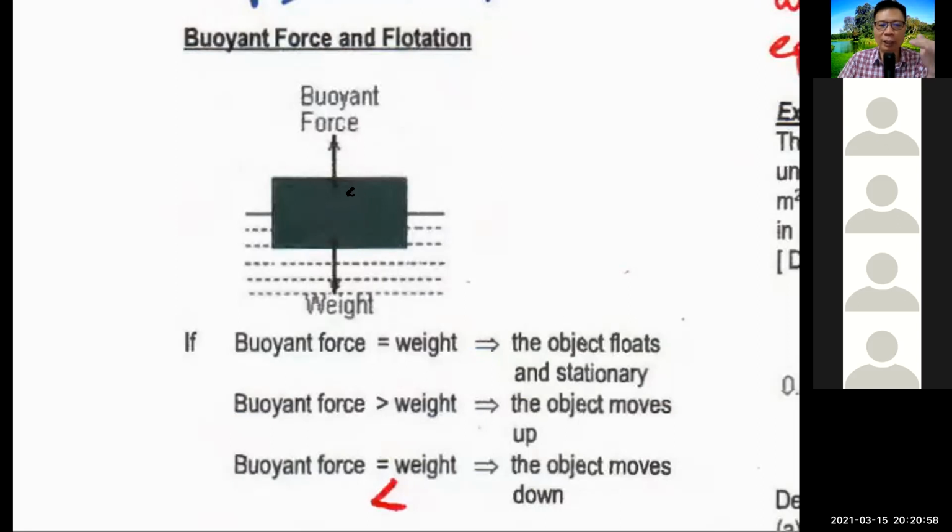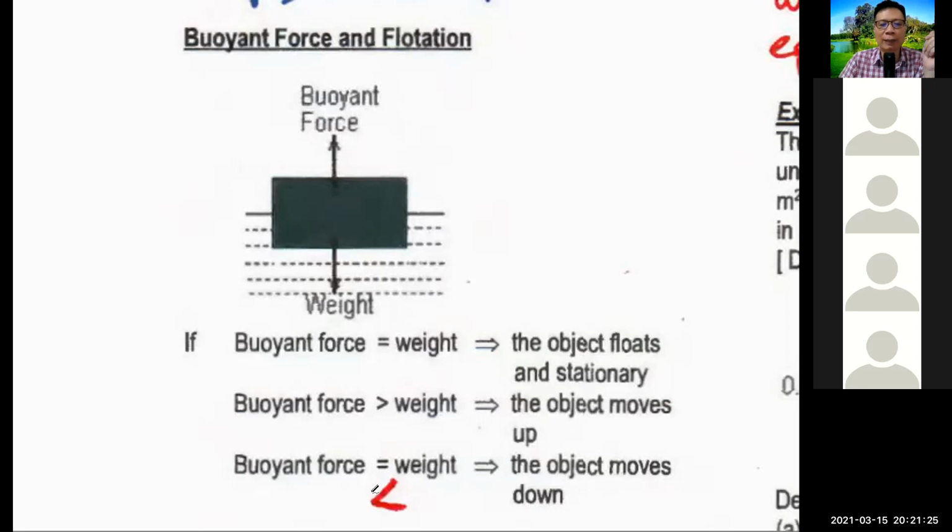When the object is floating, not moving, it means the forces are balanced: the weight and the buoyant force are the same. Second, when the buoyant force is bigger than the weight, the object will go up. The buoyant force is larger than the weight, so it will push the object up, until it reaches the surface of the water.